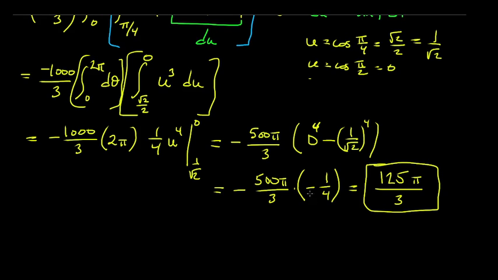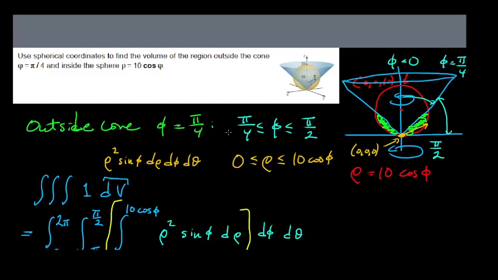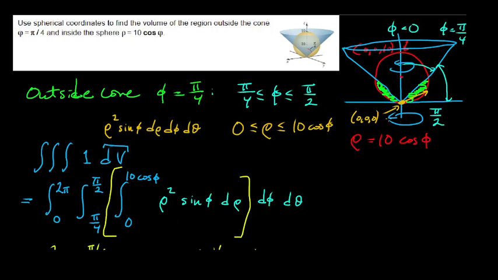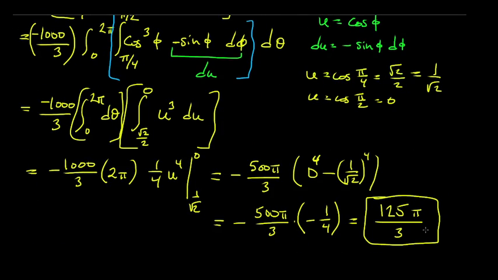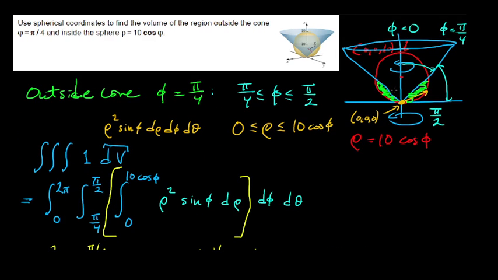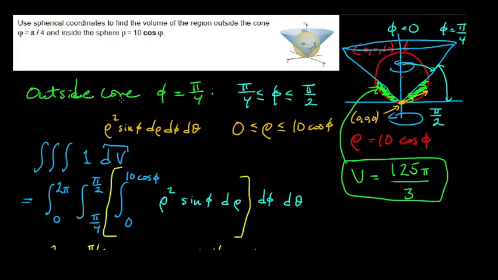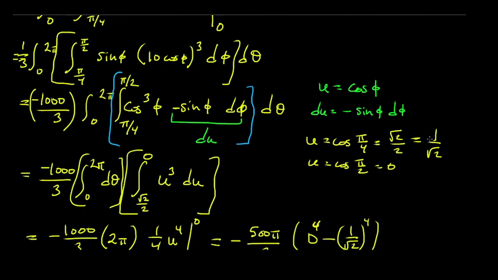All right, that looks like a volume. It is positive. And so the volume inside this little green region up here, again, this is just a cross section, just revolve this around the z-axis, and it looks like we get a volume of 125 pi over 3. So I hope this helps.